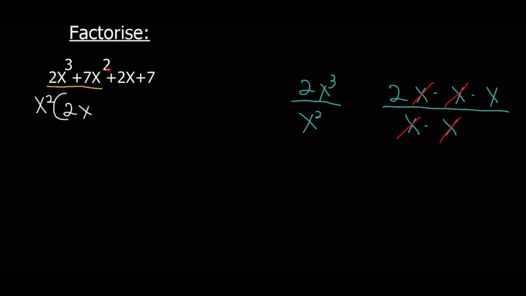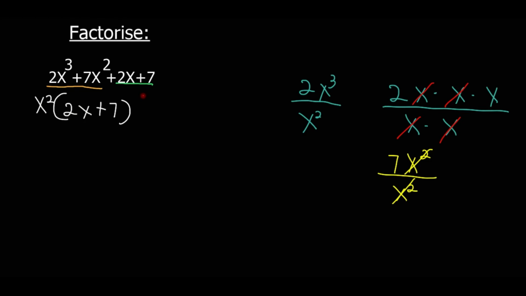Now we're left with 7x squared divided by x squared. We write 7x squared divided by x squared. And therefore, x squared and x squared, they cancel, we remain with 7. We are done with the first two terms. So we look at the last two terms. We have 2x plus 7. So we look for a common factor.